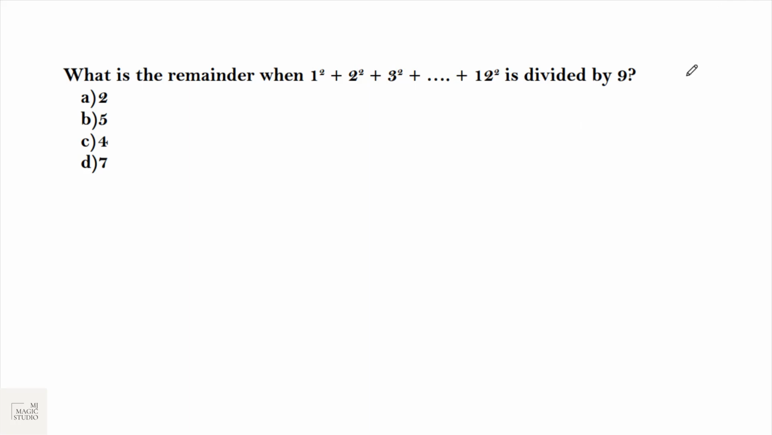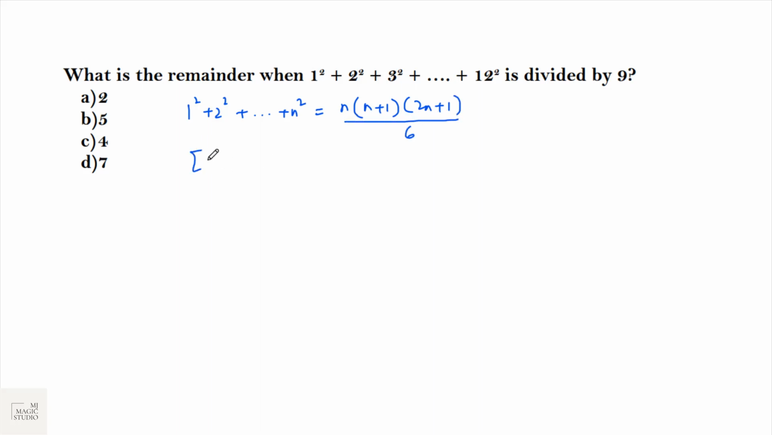Okay, let's see what we have. What is the remainder when 1 square plus 2 square plus 3 square till 12 square is divided by 9? We know that the summation of 1 square, 2 square till n square is given by n into n plus 1 into 2n plus 1 by 6.